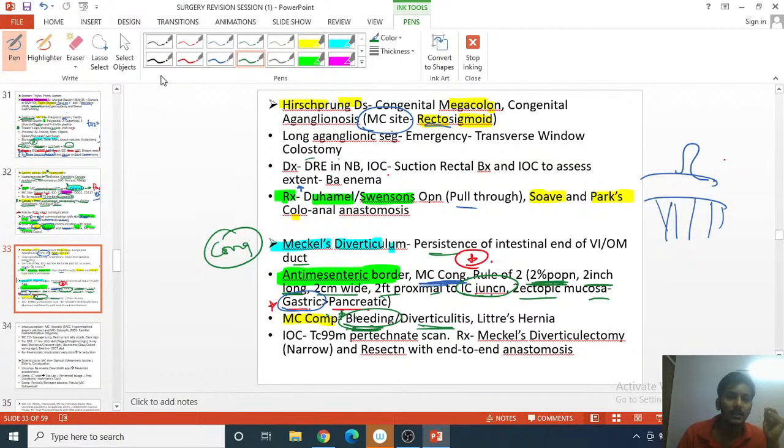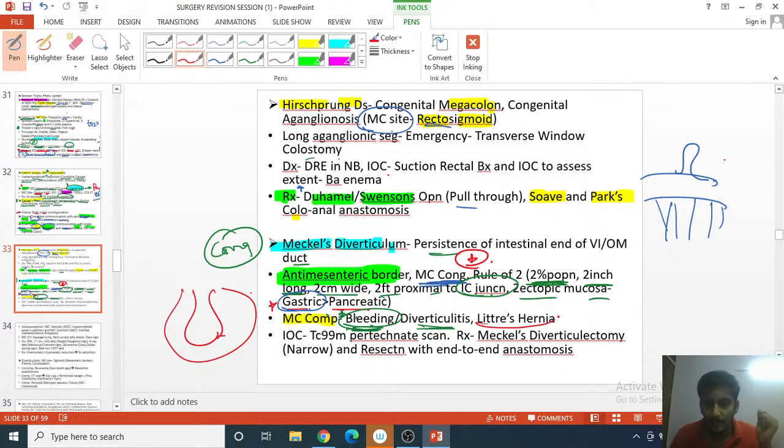Okay, please remember. And if Meckel's protrudes into some hernia, okay, so if there is a hernia, any indirect inguinal hernia or umbilical hernia, or any esophageal hernia, in that if Meckel's diverticulum is the content, then that type of hernia would be known as Littre's hernia.